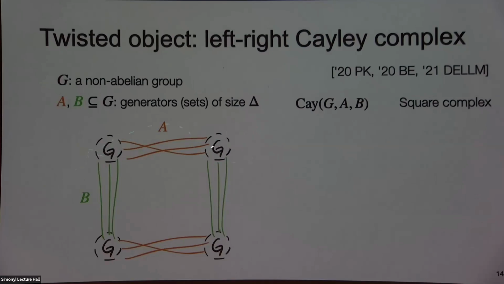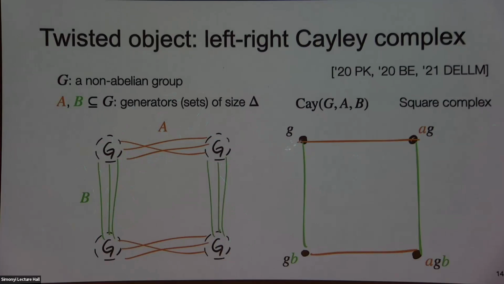So we have 4 copies of G, and then we will connect the edges. The horizontal edge would be generated by A and the vertical by B. In particular, G would connect to AG and also GB vertically. What's interesting is that the left and right actions commute, and so AG and GB will both be connected to AGB.